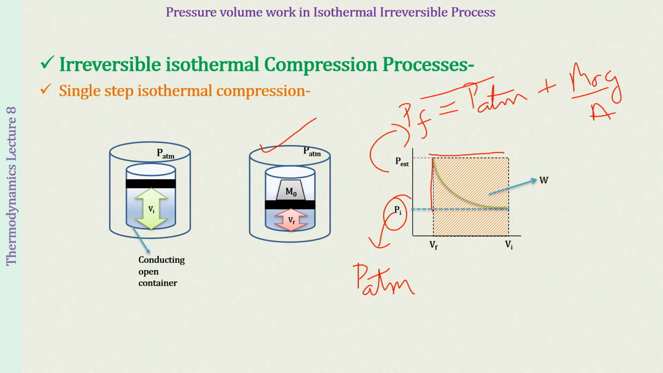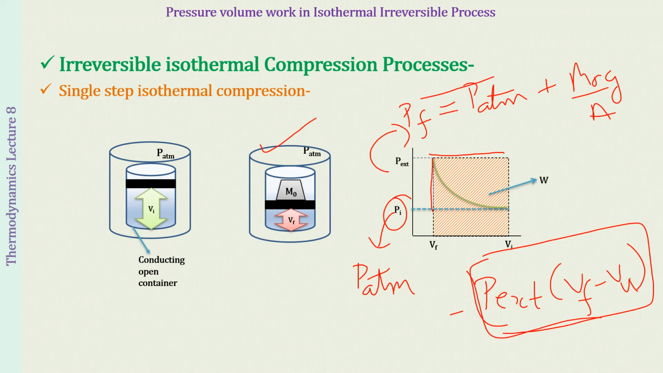So work done will be equal to minus P external into Vf minus Vi, but in the area what you will be seeing is just this value. So what you are going to get is P external is this. At this constant P external, this will be the area that will be equal to the work done. So this is what we have as work done in a single step isothermal process.